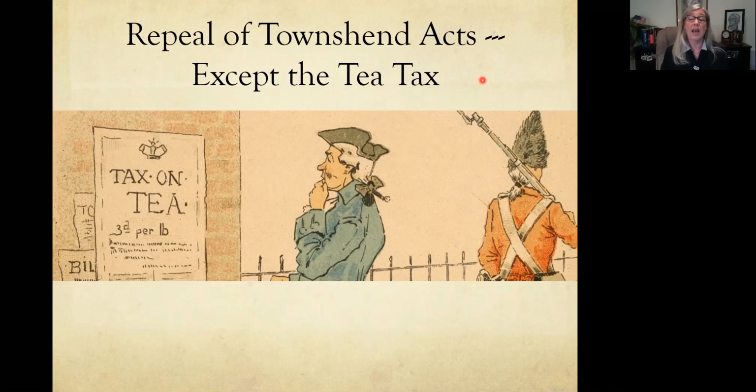So one of the things that Parliament does is they say, okay, no more Townshend Acts. We take those back. But similarly to where they repealed the Stamp Act, didn't they repeal the Stamp Act, but then issue the Declaratory Act that says, but we can still tax you if we want to? That's exactly what they do here with the Townshend Act. They repeal the Townshend Acts, that's the tax on all kinds of imported products, but they leave in place the tax on tea. Why? Because they can.